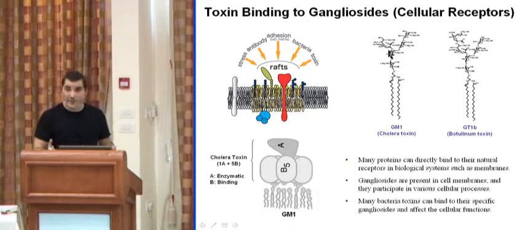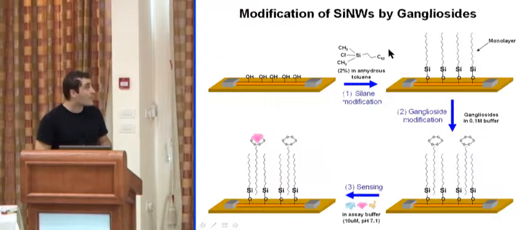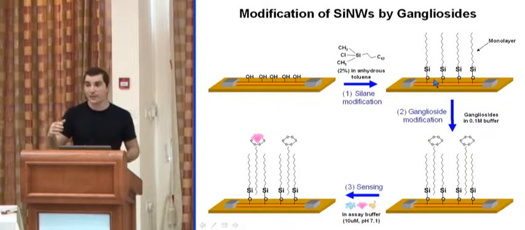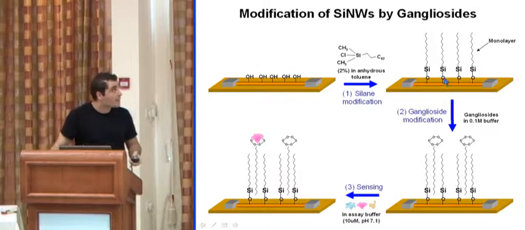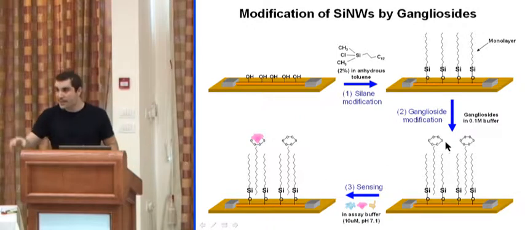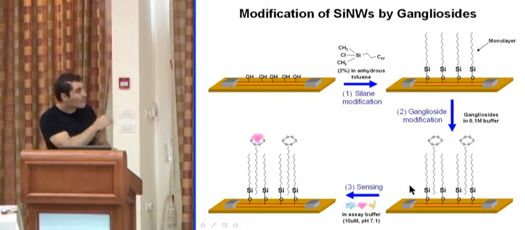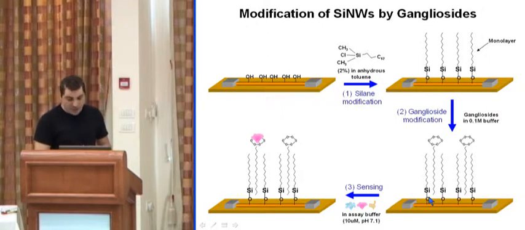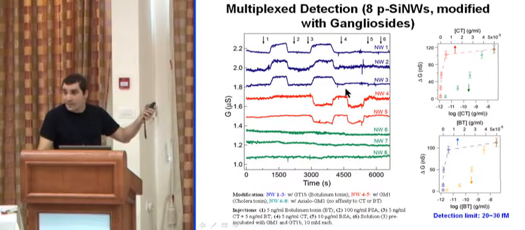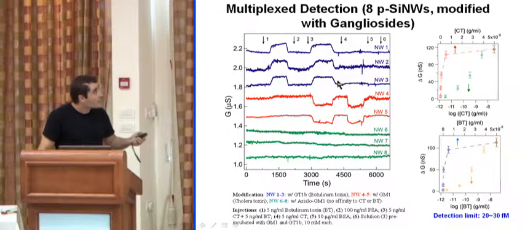So we need to mimic that system in order to be able to sense the toxins. The idea was to create a monolayer, a very hydrophobic carpet, on the silicon nanowire, and then to mix it with the ganglioside molecule. The ganglioside molecule inserts into this carpet exactly as it does for biological membranes. That's like a membrane mimic. Then, in the last step, we can sense the binding of the toxins to this monolayer. We can see here 8 devices sensing different toxins simultaneously: cholera toxin, botulinum toxin, ricin.